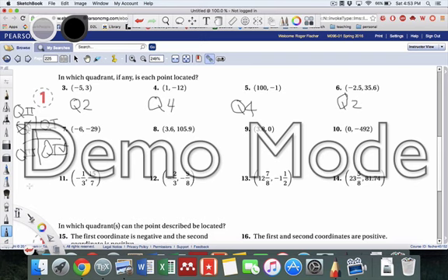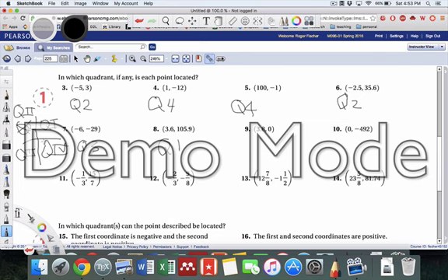Q2. If we move left from the origin and down, that means we're in quadrant 3. Now notice these are decimal numbers, but it doesn't matter. I move from the origin right and up, I have to be in quadrant 1.